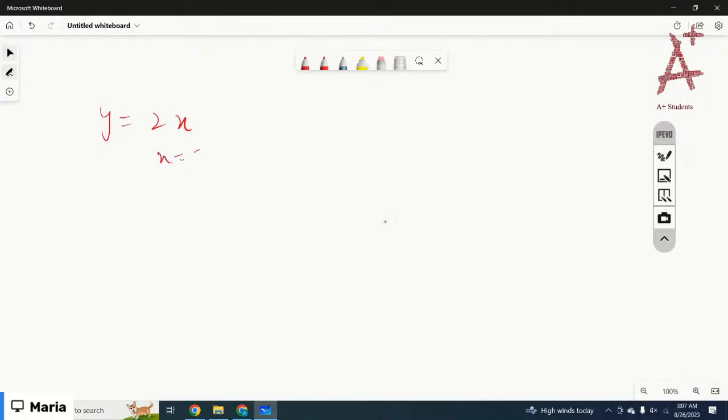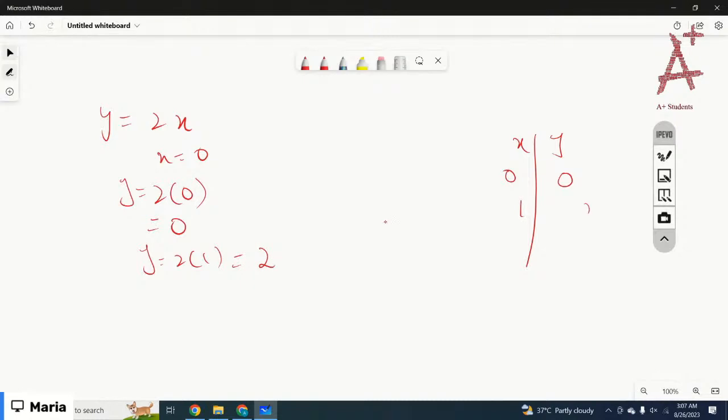So when x equals 0, I'm going to make a table on this side. When x equals 0, right? Just replace the x with 0. Y equals 2 times 0, and 2 times 0 makes 0. That means when x is 0, y is 0. When x is 1, it would be y equals 2 times 1, and 2 times 1 is 2. So when x is 1, y is 2. When x is 2, y equals 2 times 2, that means 4.